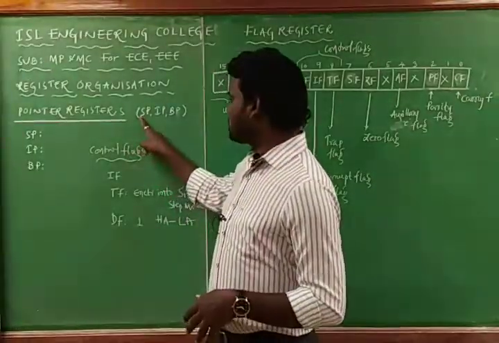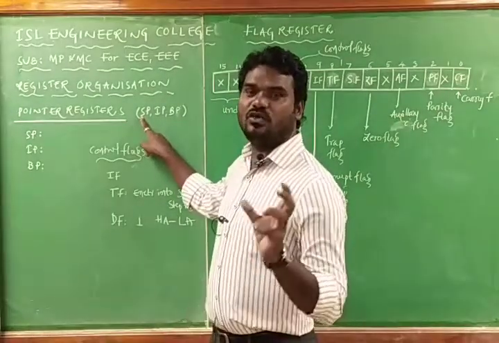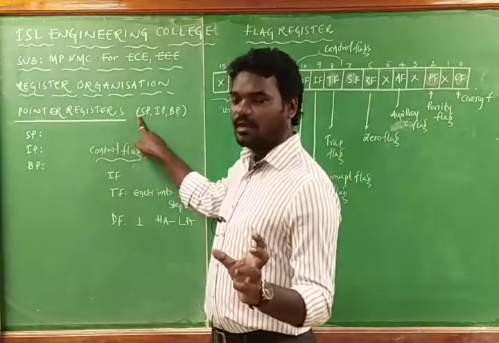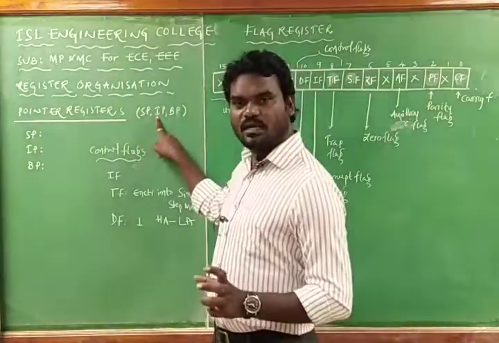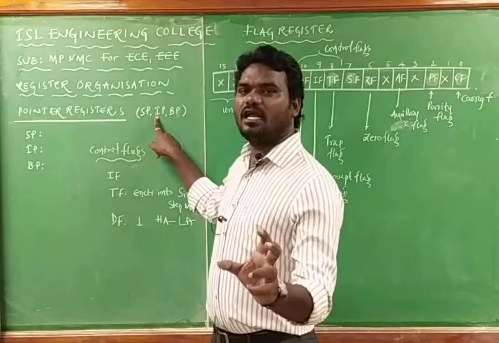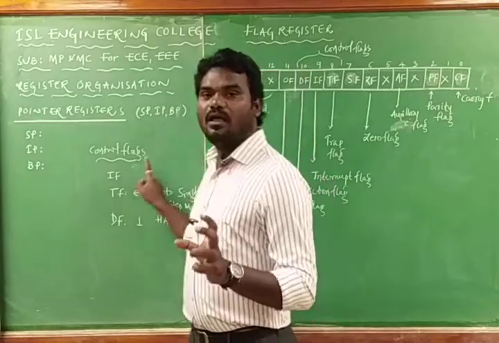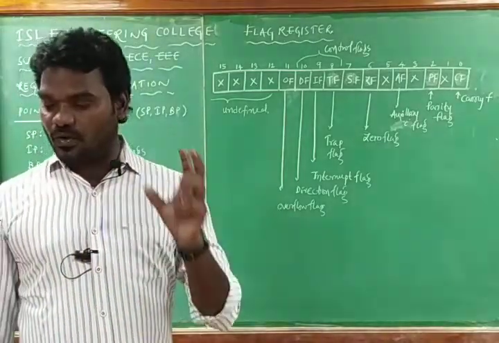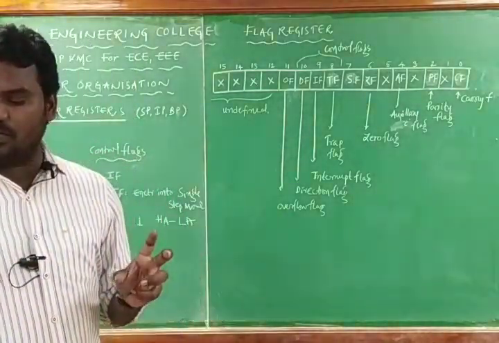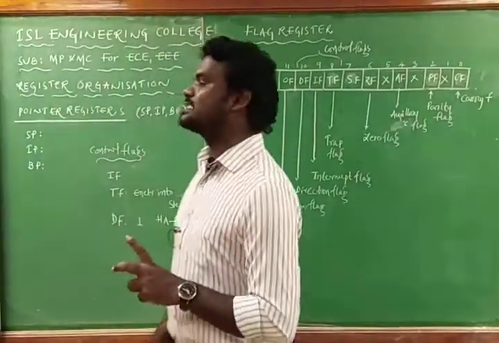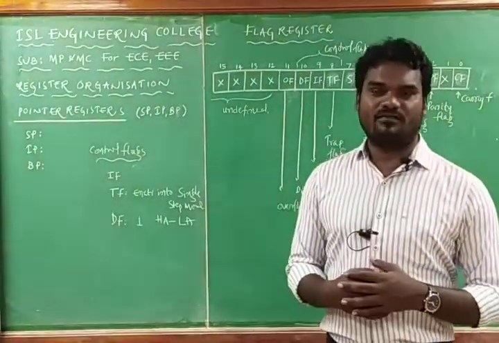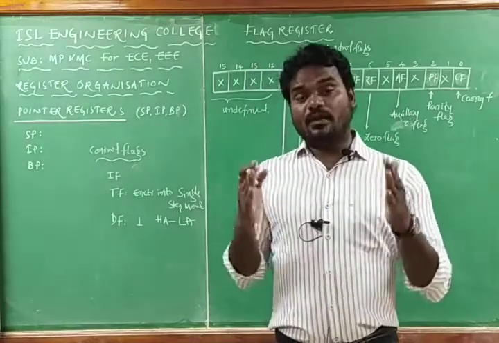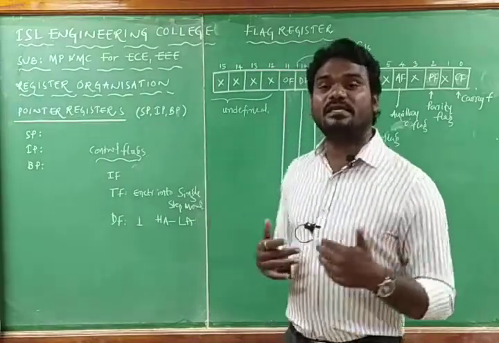These 3 are pointer registers: the stack pointer, which holds the offset address of a stack segment, and the instruction pointer, which holds the offset address of a code segment. The last one is the base pointer register, which can be used as the base register for accessing the stack memory. Just now I have explained, it is acting as a base register for accessing the stack memory.